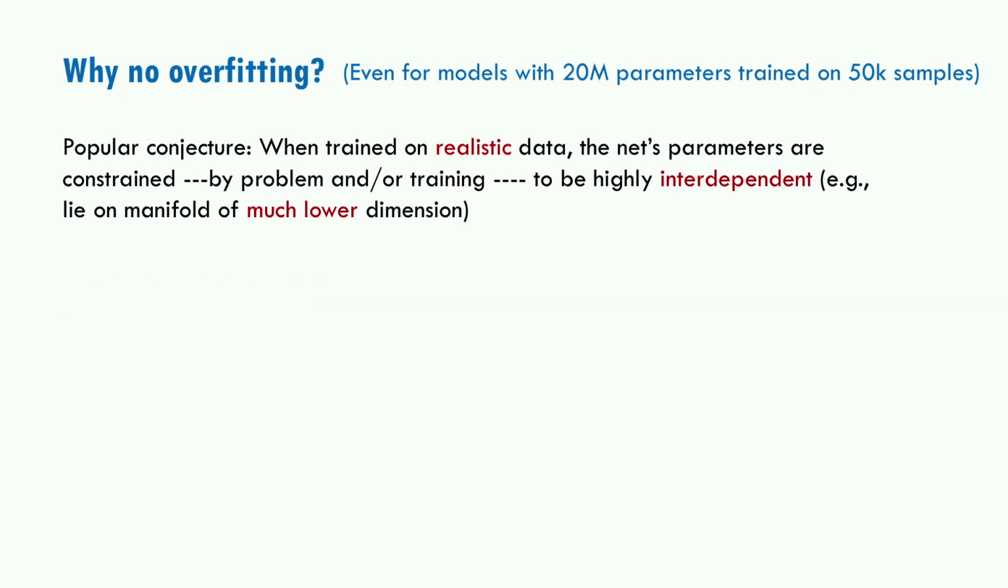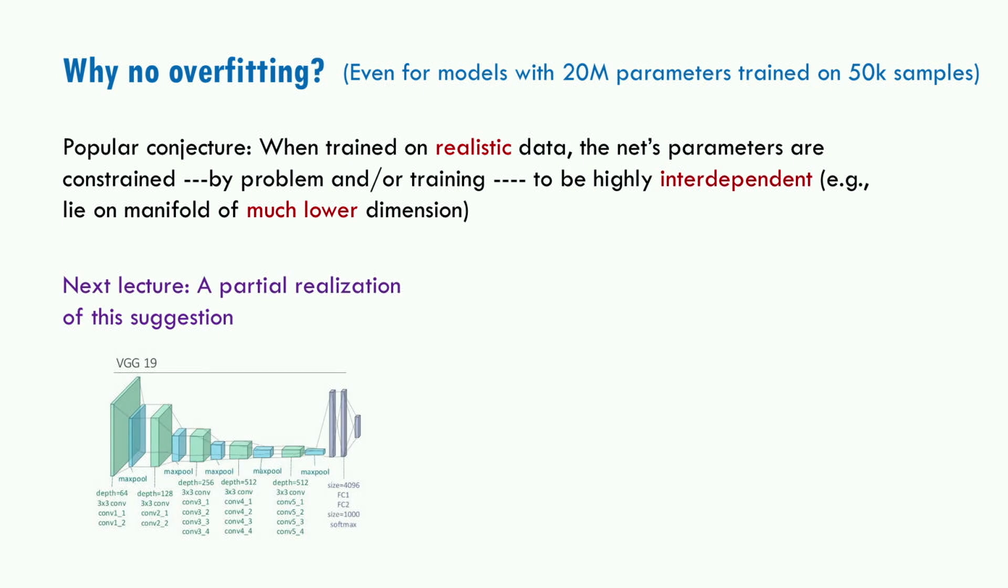Why no overfitting? We'll discuss this too tomorrow. The popular conjecture is that these neural nets, even though they have a lot of parameters, those parameters are not all free. By some magical property of the data or of the training method, these parameters end up being very interdependent. For instance, they rely on a manifold of much lower dimension. And in the next lecture, we'll see a partial realization of this suggestion.